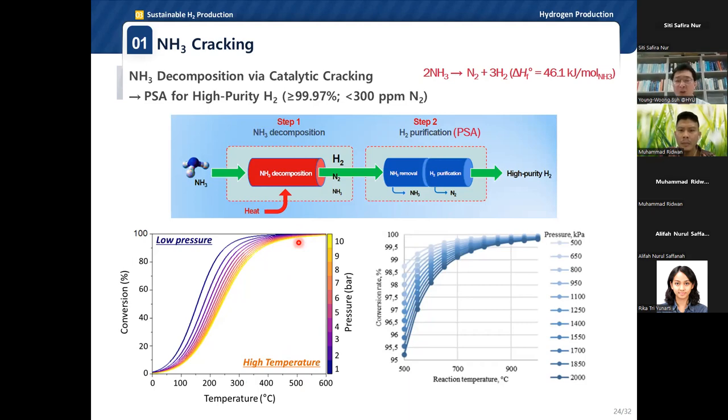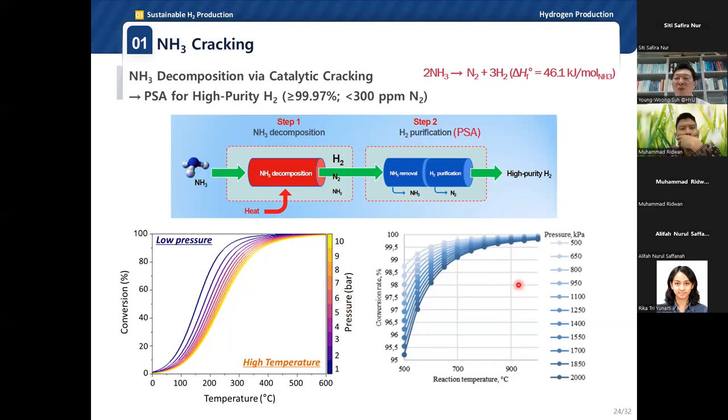But if we increase the operating pressure from ambient to 10 bar, you can see the curve is shifting to the high temperature side. The reason is very simple. 2 mole of reactant will be changed into 4 mole of gas molecules, so volume expansion takes place. So we have to be very careful to operate this reaction in terms of the pressure.